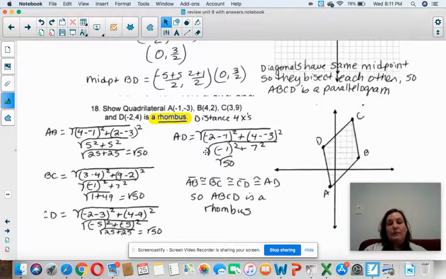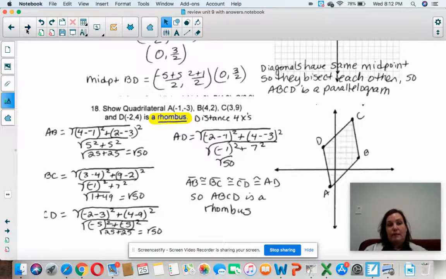Now this is a problem where it's not hard, it's just time consuming to do. You need to be neat and organized. You can't have numbers scattered across your page and not say what you're finding the length of. So see how everything's AB and I do AB, BC, I do BC. You don't have to simplify these radicals as long as they're all the same, then that's showing that it's a rhombus. So they don't need to be simplified, I just leave them all as radical 50. And since all the sides are congruent, then ABCD is a rhombus.